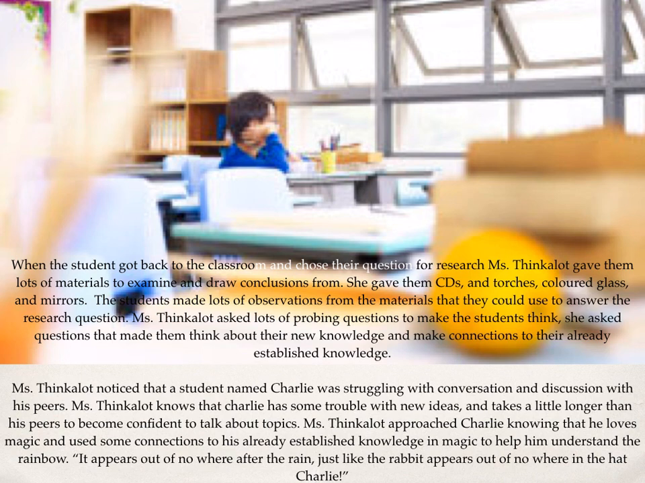Miss Thinkalot noticed that a student named Charlie was struggling with conversation and discussion with his peers. Miss Thinkalot knows that Charlie has some trouble with new ideas and takes a little longer than his peers to become confident to talk about topics. Miss Thinkalot approached Charlie knowing that he loves magic and used some connections to his already established knowledge in magic to help him understand the rainbow. "It appears out of nowhere after the rain, just like the rabbit appears out of nowhere in the hat, Charlie."